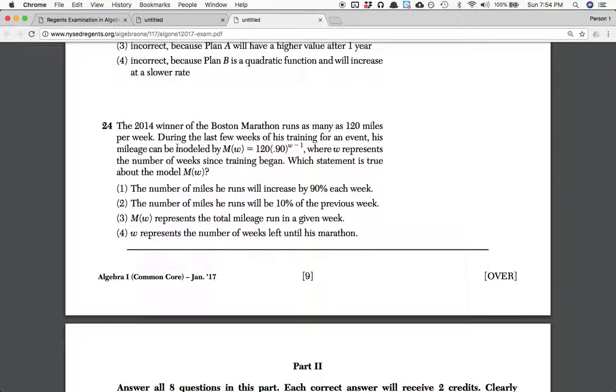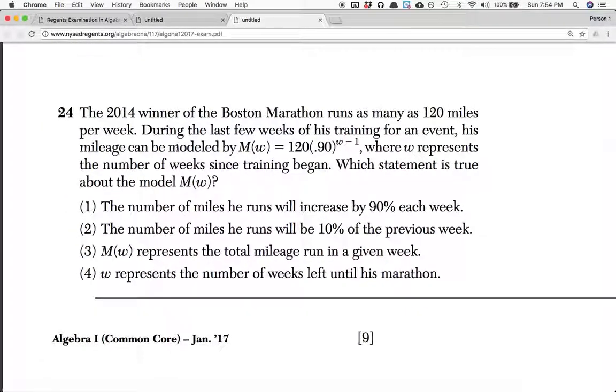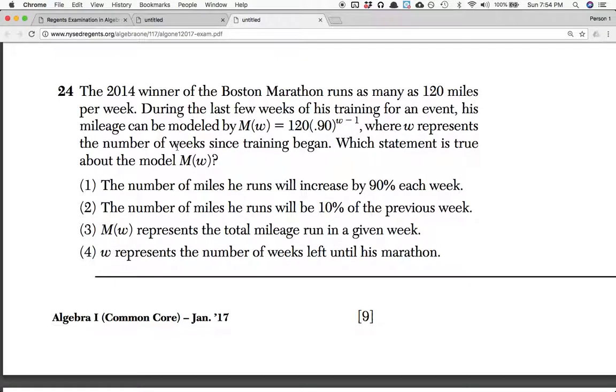Question 24. The 2014 winner of the Boston Marathon runs as many as 120 miles per week. During the last few weeks of his training for an event, his mileage can be modeled by M of W equals 120 times 0.90 to the power of W minus 1, where W represents the number of weeks since training began. Which statement is true about the model M of W?